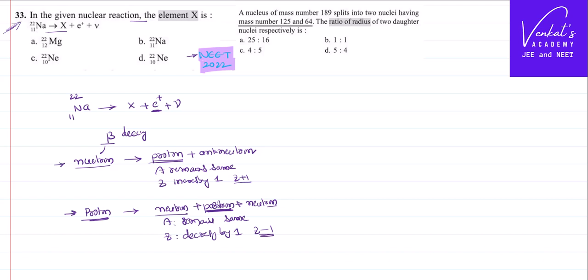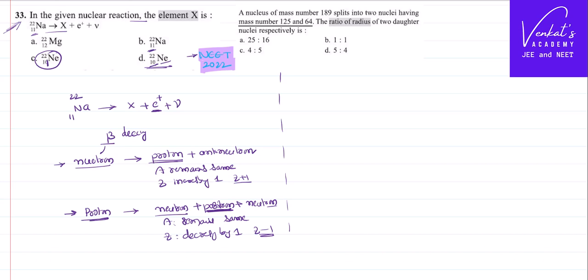this one. So the 11 becomes 10, 22 remains the same. But there is a technical mistake: both C and D are given the same, though it could have been given as something different. That was missed. So that's how it is going to happen in the case of a beta decay.